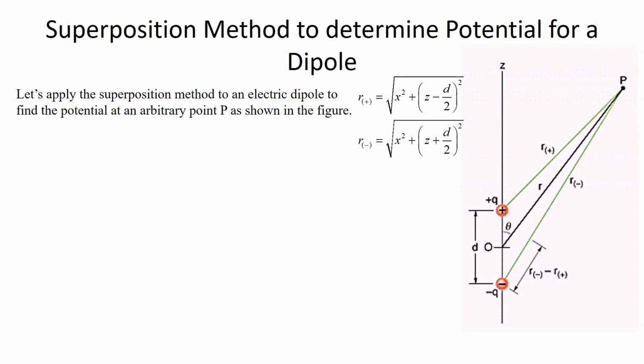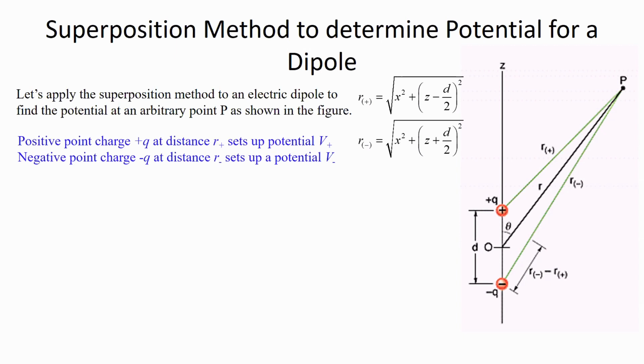But of course, what we need is the distance from each charge, plus q and minus q, which are d divided by 2 distance away from the origin. And this is how I derive what I'm calling the plus radius, which is from the plus charge, and the minus radius. I don't know if radius is the right word. It is a distance away from that negative charge, given by this relationship here.